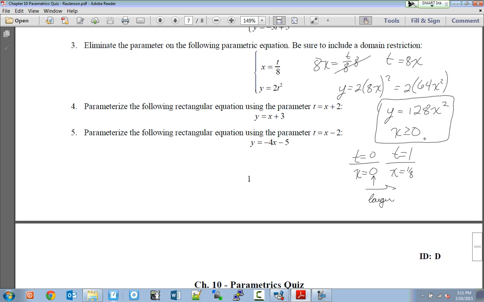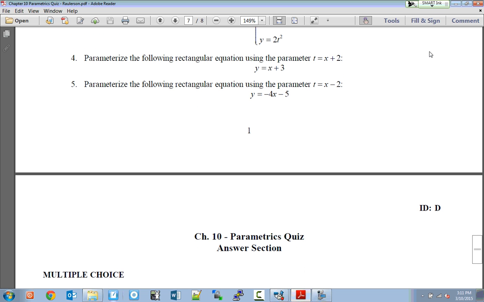Remember, for 2 and 3, you're going to have an equation. All right, you're going to have some kind of equation, and you're going to have a domain restriction. If you don't have both, you're not going to get full credit for your answers. So you have to have your equation, you have to have your domain restriction. All right, let's go to number 4.